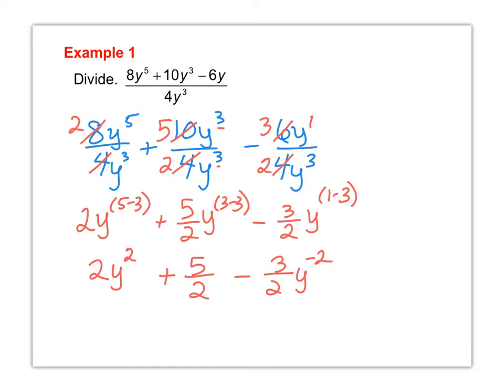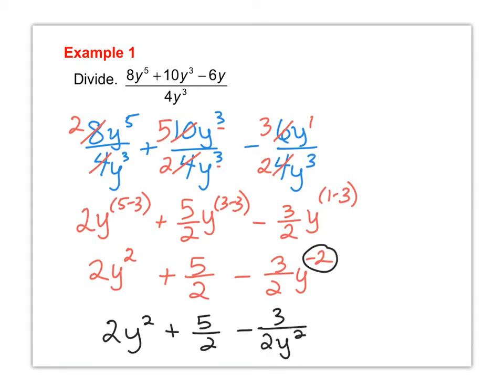Now suppose we want our final answer using only positive exponents. So we would have to rearrange this last term so that we can express our answer with positive exponents. So our final answer we can write as 2y squared plus 5 over 2 minus 3 over 2y to the second power. So we're able to make that exponent positive by moving it to the denominator.